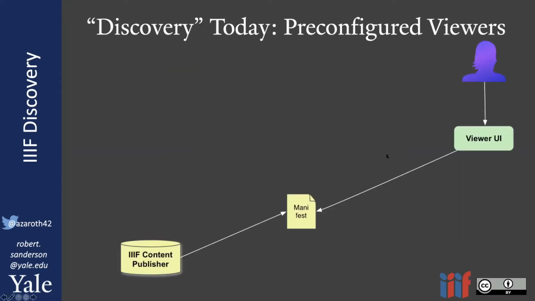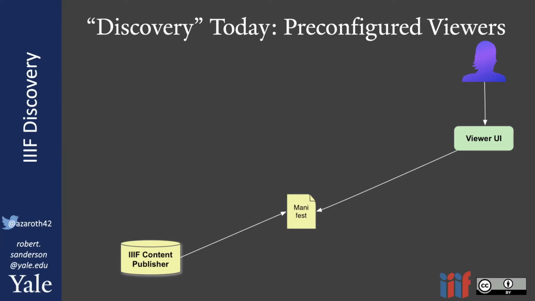So discovery today is not particularly discovery oriented. Instead, for IIIF, we have pre-configured viewers like Mirador and Universal Viewer. And you have to know where the manifest is, either you, the user, or you, the viewer implementer. Once you know the URI of the manifest, then it's easy. You can simply retrieve it and render the content. But that, of course, doesn't scale beyond a very short list of manifests. And we need to improve that.